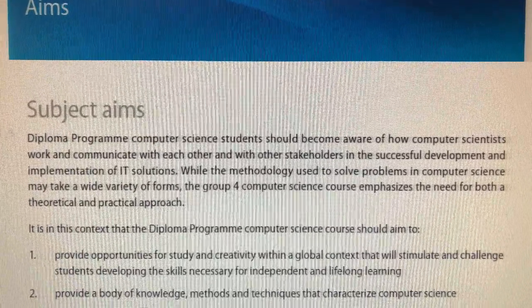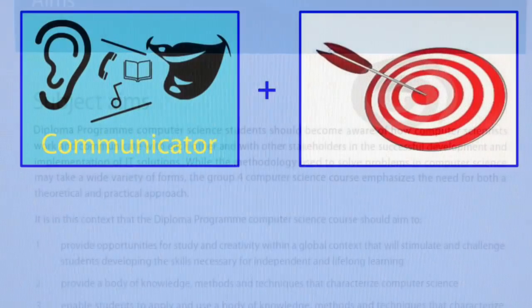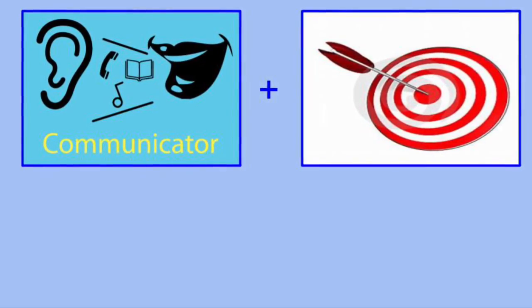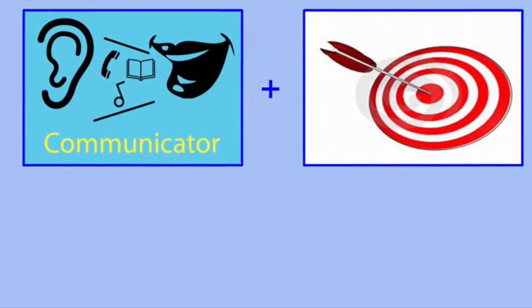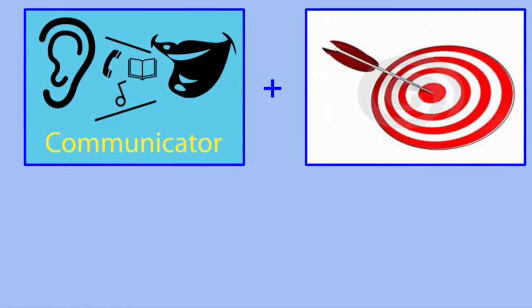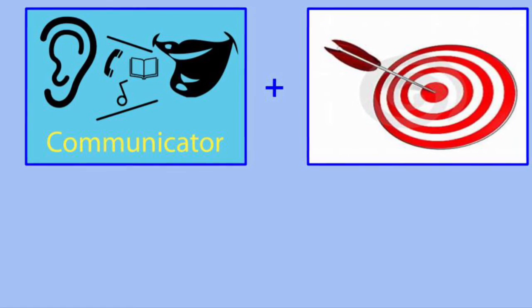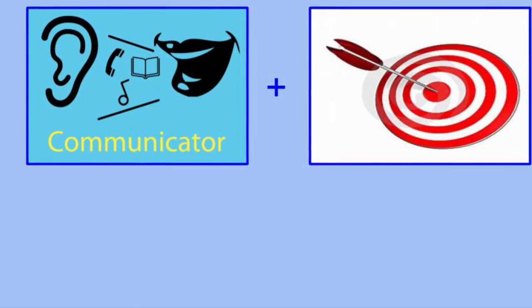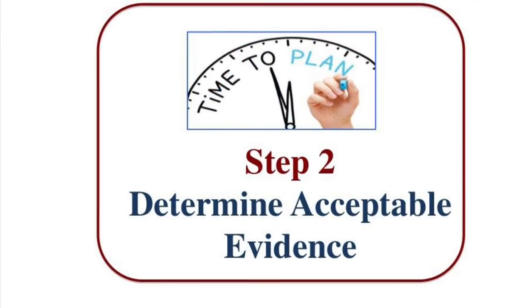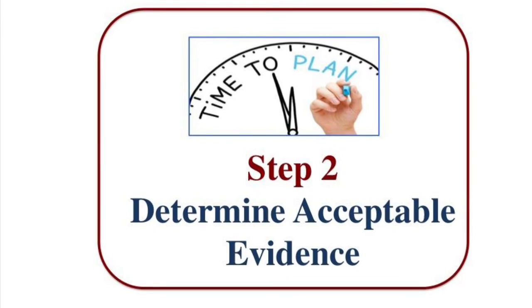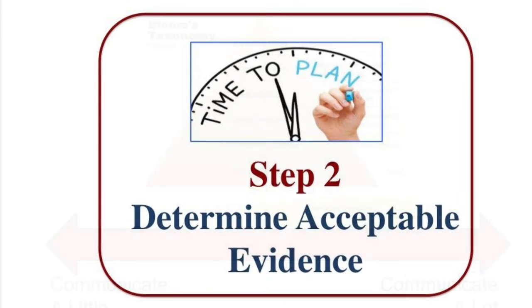Okay, now you know you want to focus on growing the students as communicators, and you have selected an aim like the one in my class where I want to develop students' power in both oral and written communication. Now it's time to go back to your backward design and determine your acceptable evidence.